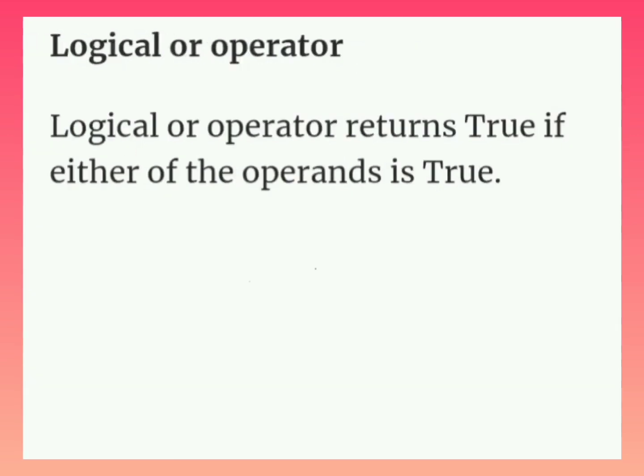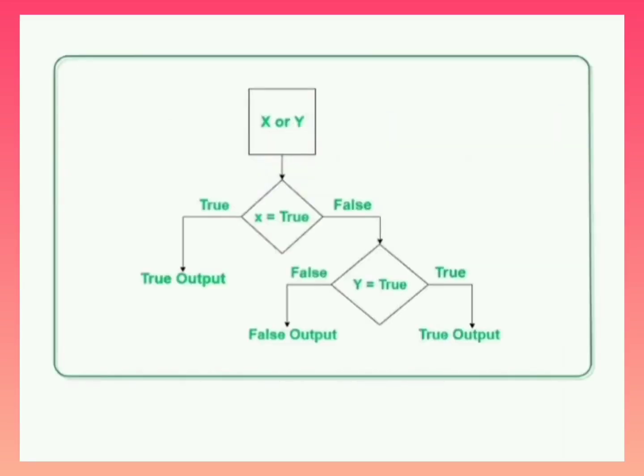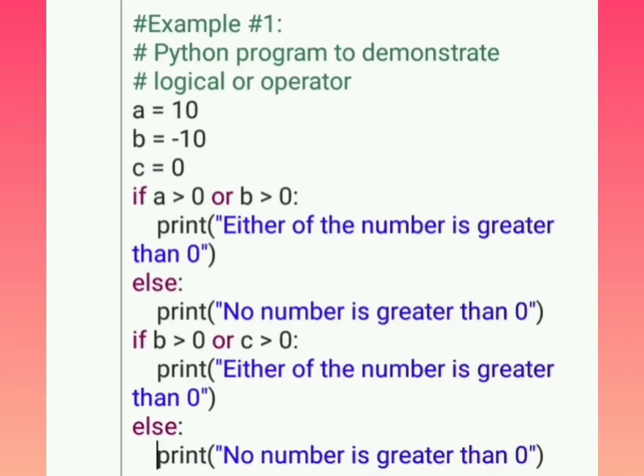Logical OR operator. Logical OR operator returns true if either of the operands is true. X or Y. If X is equal to true, it returns output as true. If X is false, it goes to the next, Y. If Y is equal to true, it returns output as true. If Y is equal to false, it returns false output.